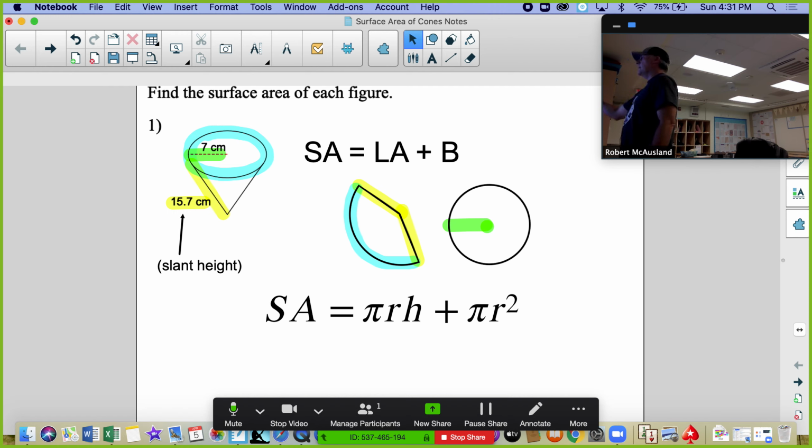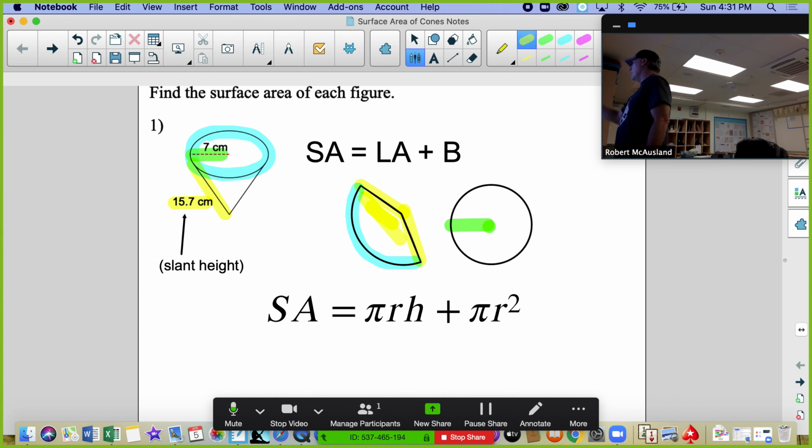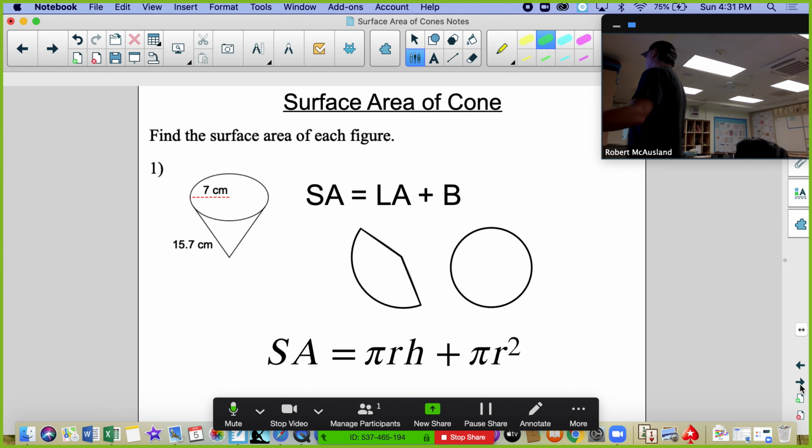This is going to represent the lateral area. It's going to be this portion. So we calculate that by multiplying pi r h. And then we calculate the area of the circle by multiplying pi r squared. So let's take a look at that, and let's see if we can solve it.